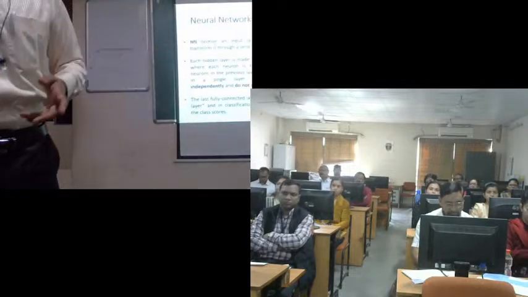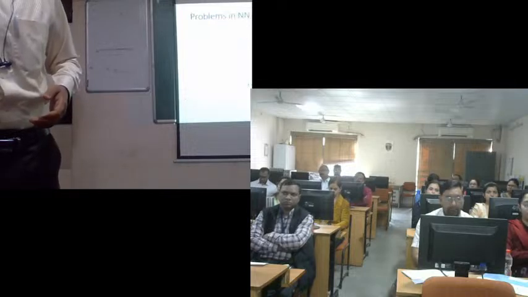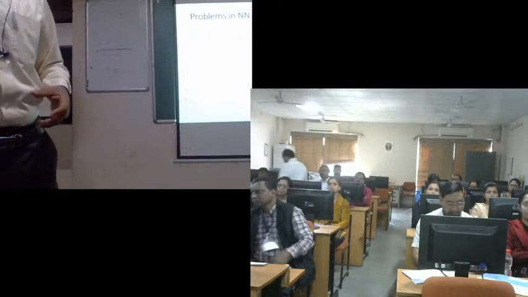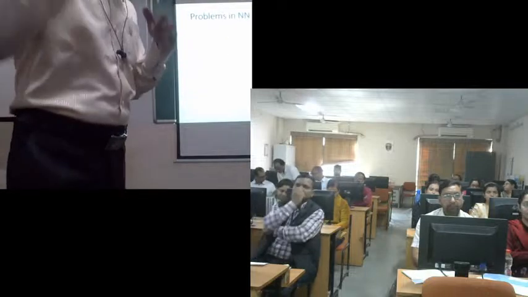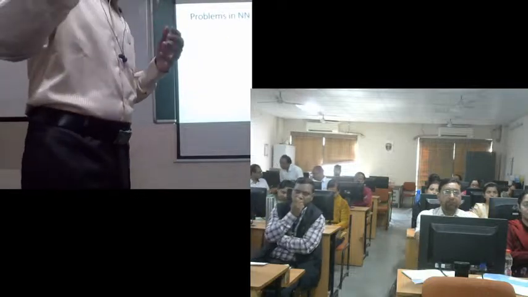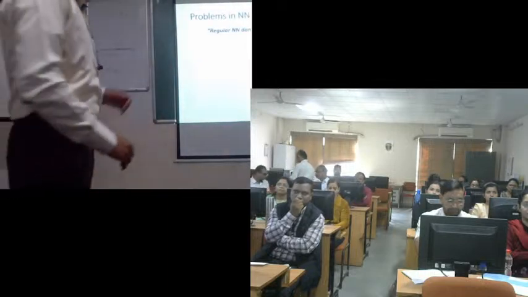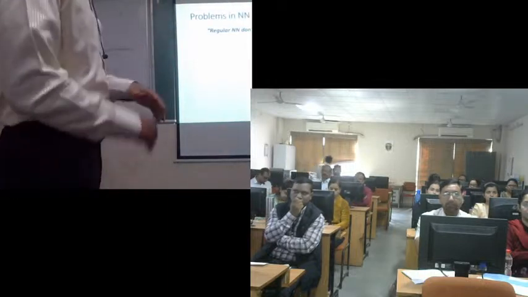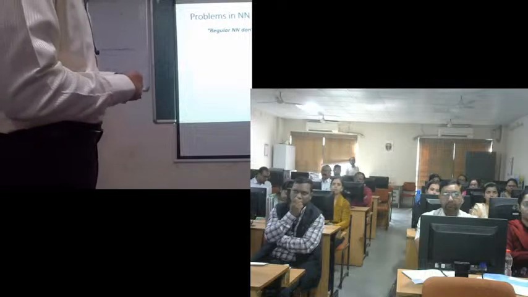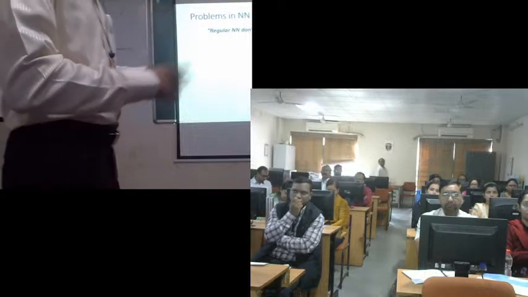So this is the ideology which you are all aware of. But the problem in the neural network is what we want to see, and then only can you relate to when I have to use a deep neural network. So this is the statement I'm making over here: the regular neural network doesn't scale well to full images or large images.